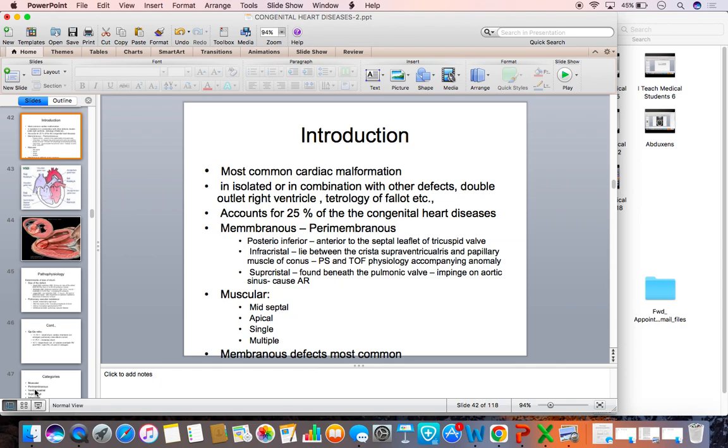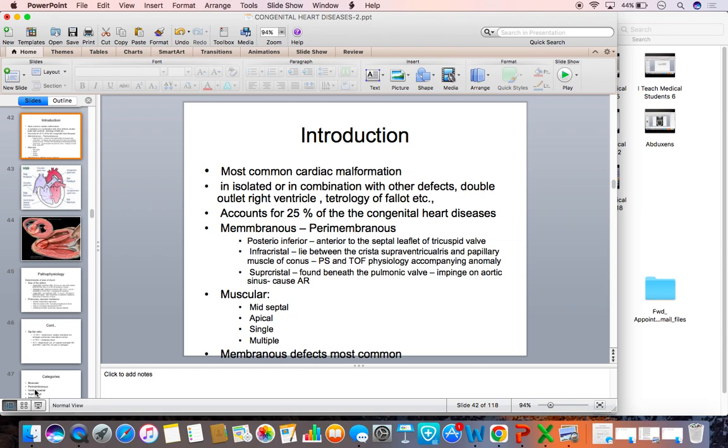Posterior inferior is the most common one, which is close to the septal leaflet of the tricuspid valve. Infracrystal is important because it is associated with Fallot's physiology because of the presence of pulmonary stenosis. That is because of the associated infundibular hypertrophy. It may set in tetralogy of Fallot because there is obstruction to the outflow tract of the right ventricle and there is a ventricular septal defect because of the high resistance to the outflow of the right ventricular output. You may get a reversal of the shunt at the ventricular septal defect, resulting in Fallot's physiology. This is common with the infracrystal location of the ventricular septal defect.